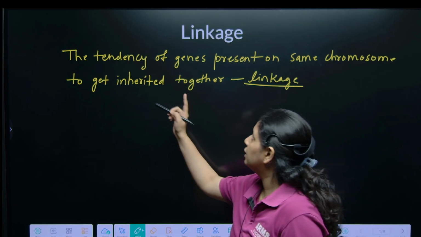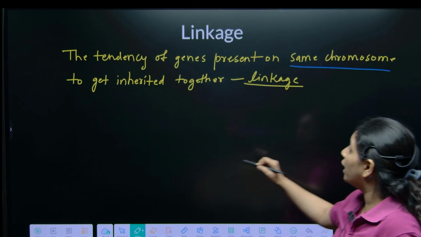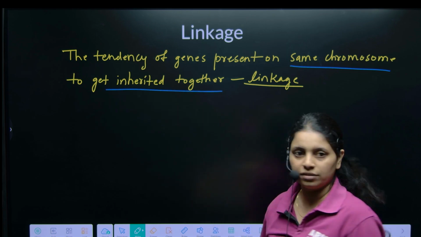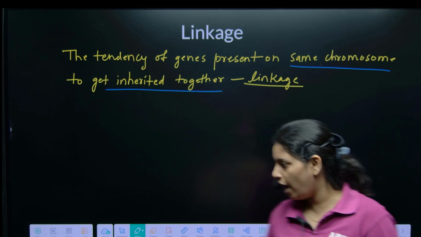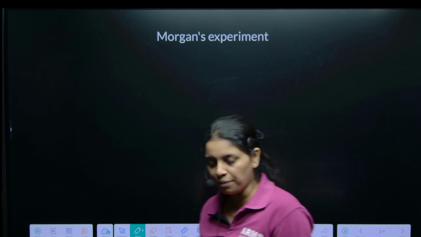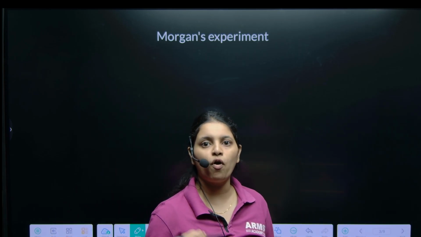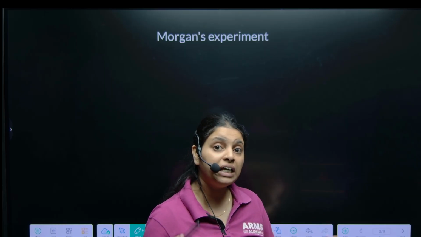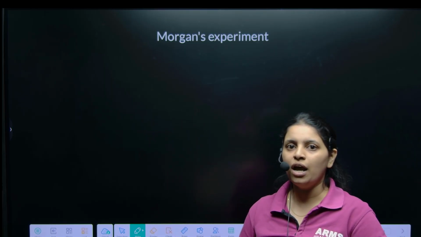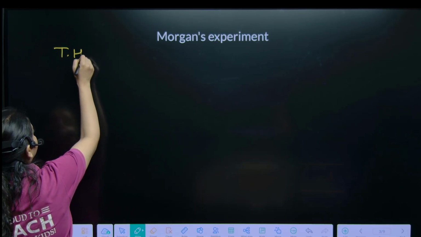What did we say? The tendency of genes present on the same chromosome to get inherited together. So this is linkage. Now let's understand Morgan's experiment, which actually established the concept of linkage. The term linkage itself was given by Morgan. The scientist's name first, very important: we have Thomas Hunt Morgan.